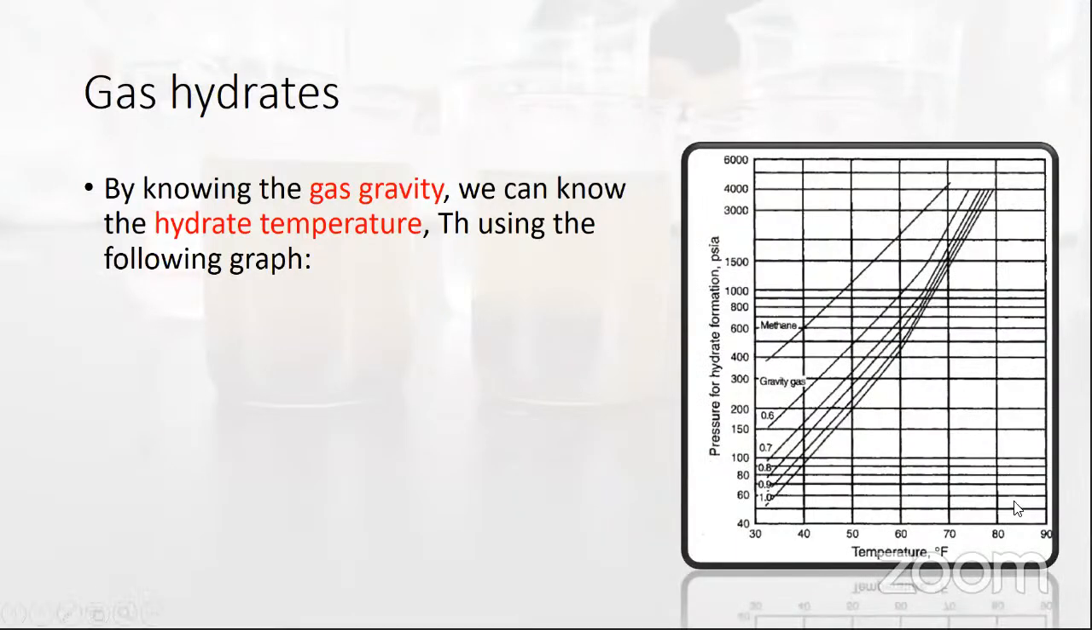We have a curve according to the gravity of the gas and the system pressure. So if we assume that we have a system pressure of 1000 psi, and a gas that has 0.8 gas gravity, we can go horizontally until meeting the gas gravity curve for 0.8, then go vertically to know the hydrate temperature.